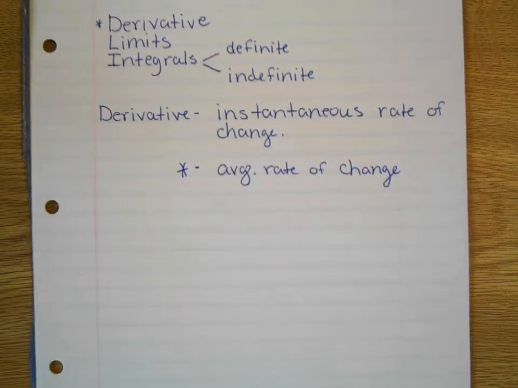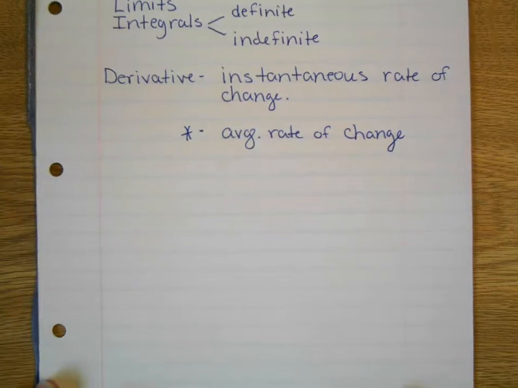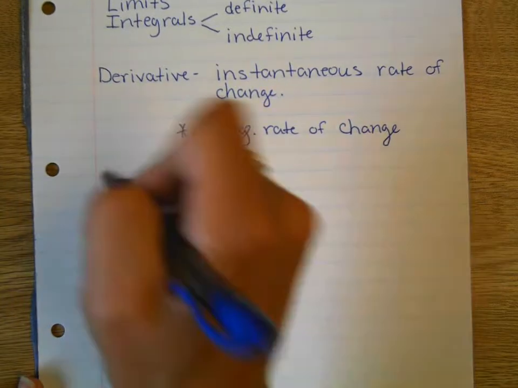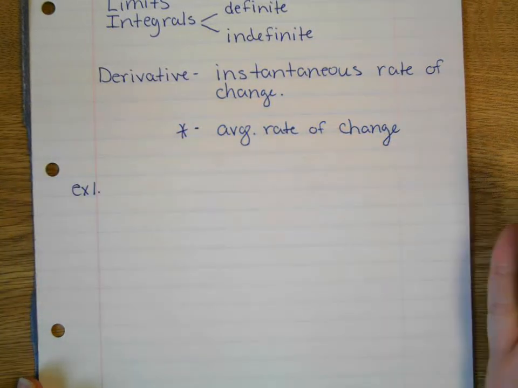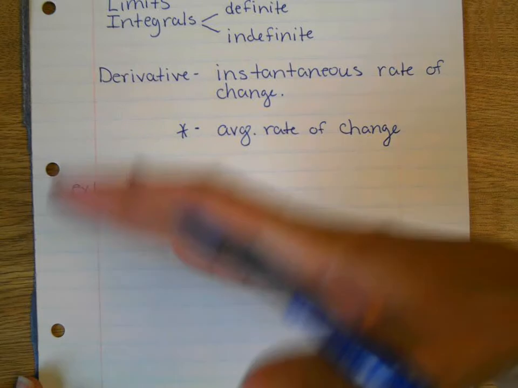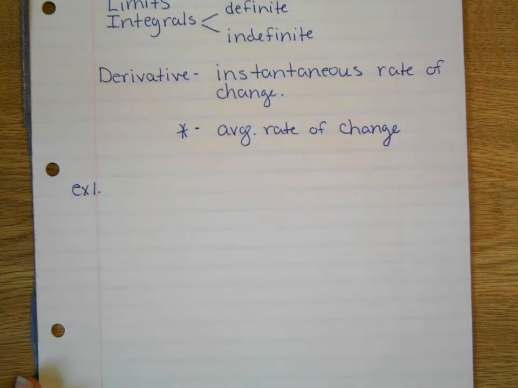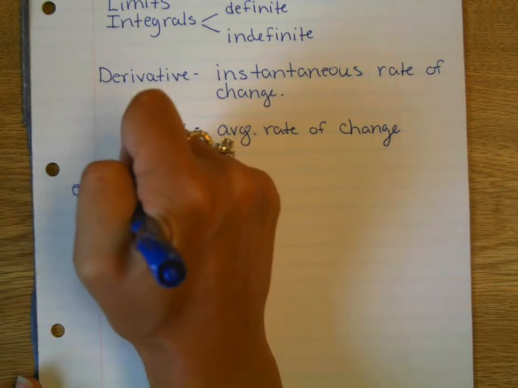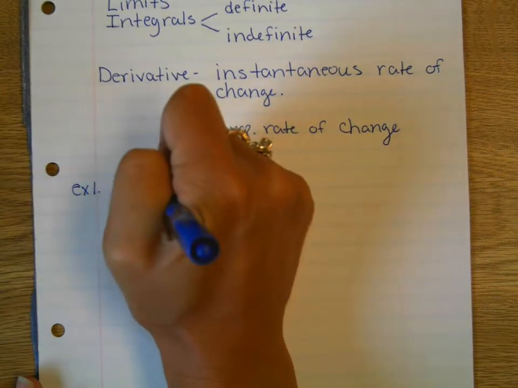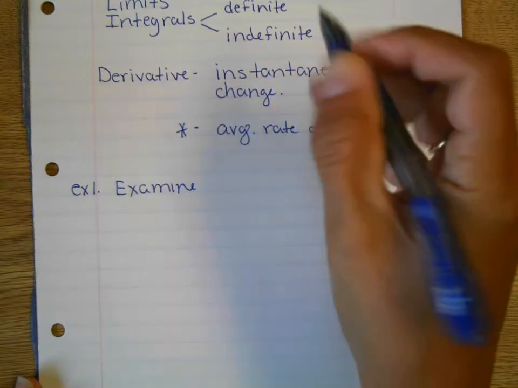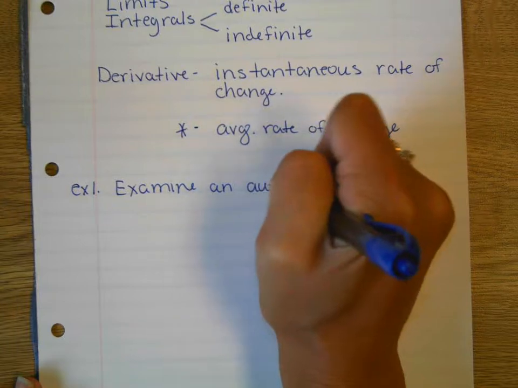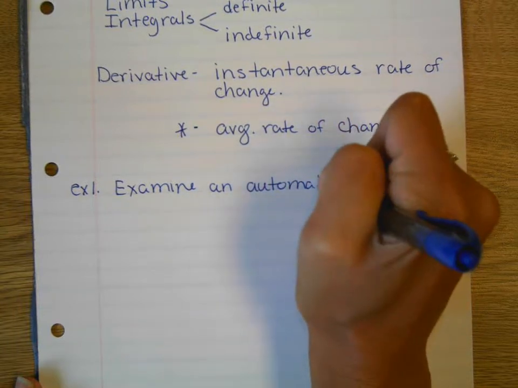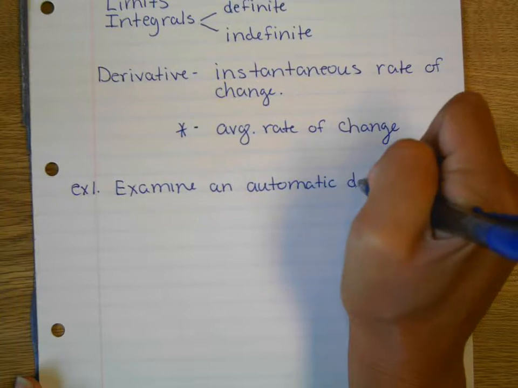So we're going to first look at a situation and then give an equation for it. Our situation is going to be one of those automatic door openers. You know, when you walk into a building and you hit the button and the door swings open, gives you time to walk in, then it closes automatically behind you. So we're going to examine an automatic door opener.